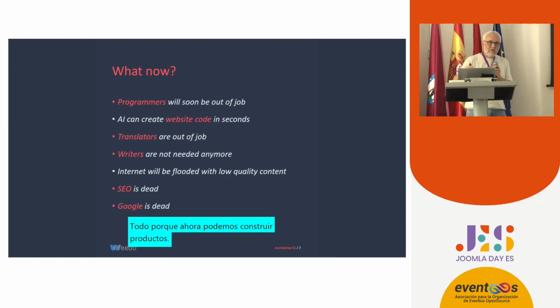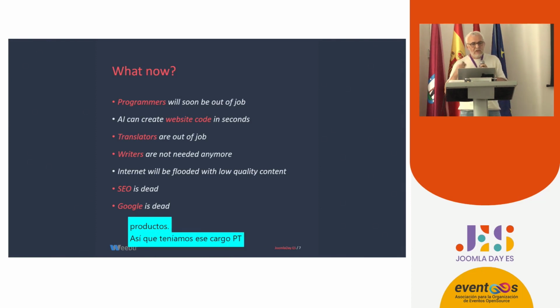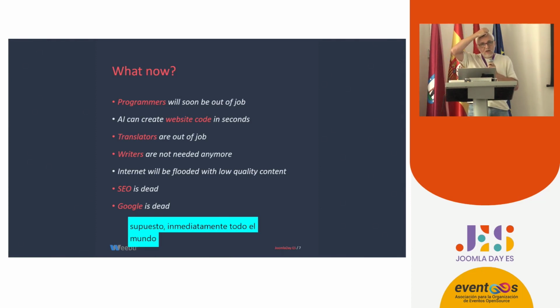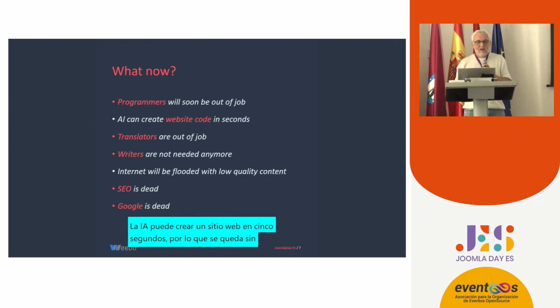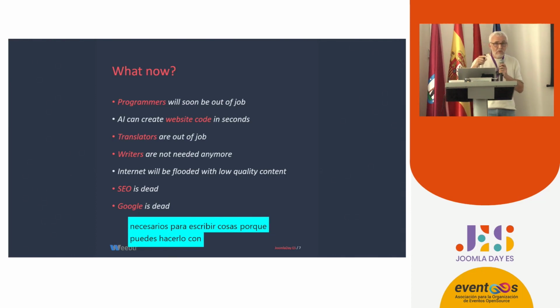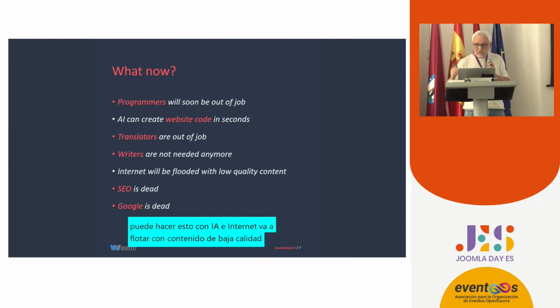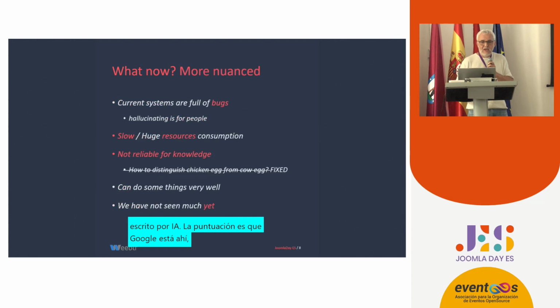So we had ChatGPT coming, and of course, immediately everybody was saying, okay, programmers are going to be out of a job. AI can create a website in 5 seconds, so you're all out of a job because we don't need you anymore. Translators are out of a job because we don't need anybody to translate anything. Writers are not needed because we can do this with AI. And the internet is going to be flooded with low quality content written by AI. SEO is dead. Google is dead, of course, because Google is dead every year.